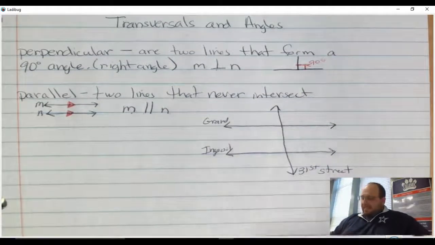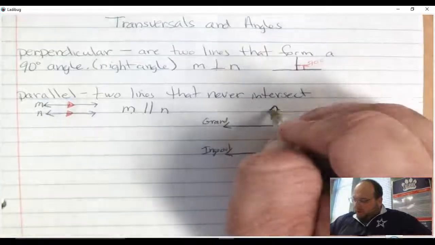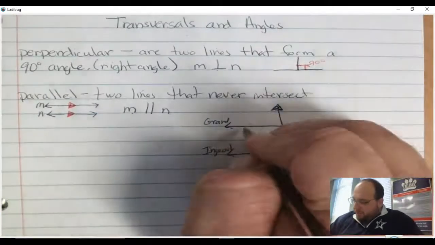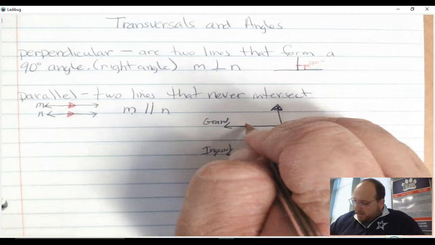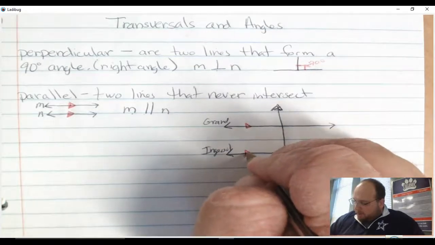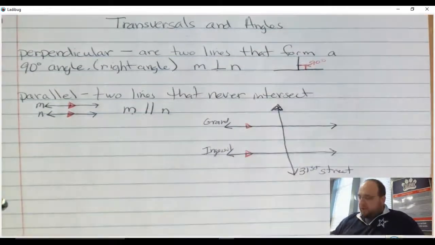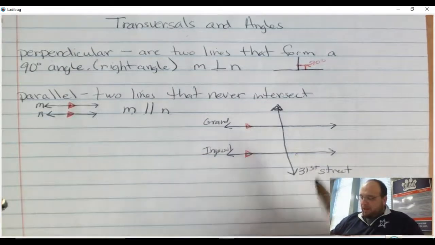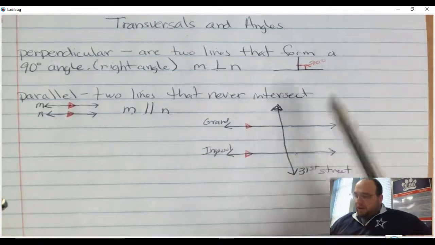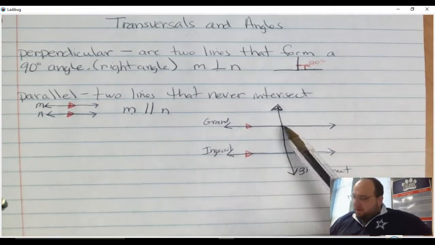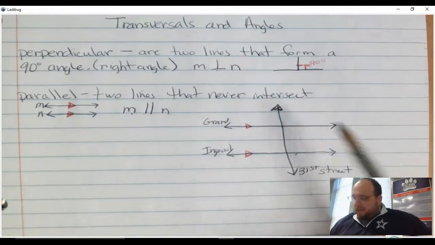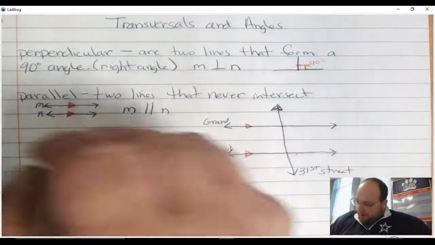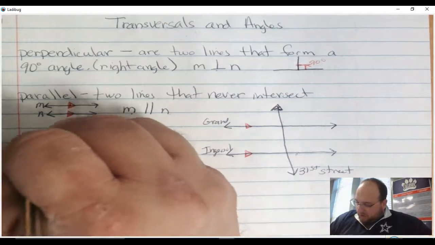So with this example, I want to go ahead and review or touch upon some vocabulary that we have going on. I'm going to go ahead and draw in my red arrows for you to indicate that these two lines are parallel. Notice that the 31st Street did not get a red arrow because it is not parallel to Grand and Ingersoll. I also did not put in a right angle, 90-degree mark, because these do not necessarily form 90-degree angles. Okay, so the first vocabulary word I want you to look at is what's called a transversal line.